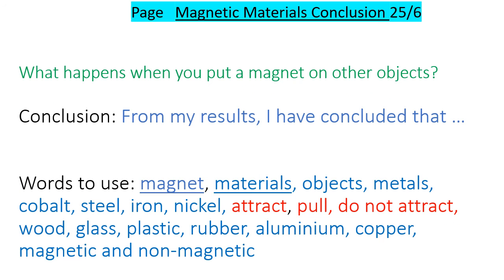So what happens when you put a magnet on other objects? If you can answer this question in a conclusion using all of the blue words and the red words, which are actions, then you know this information.